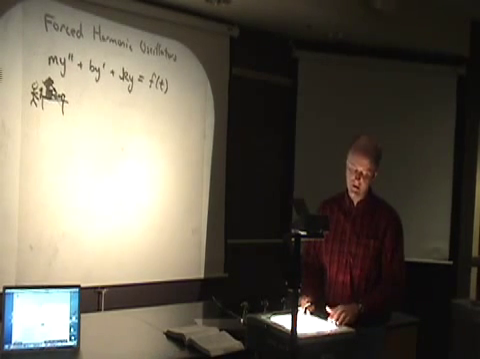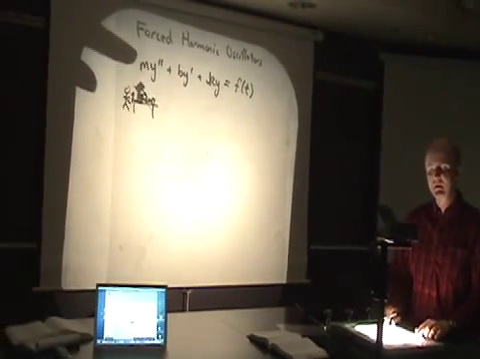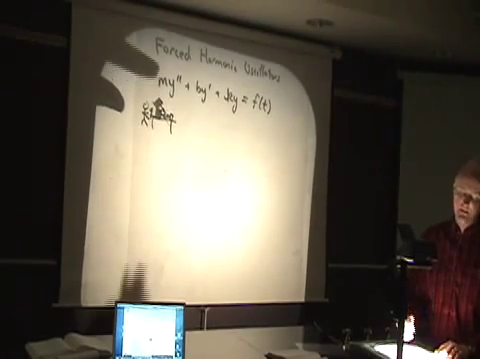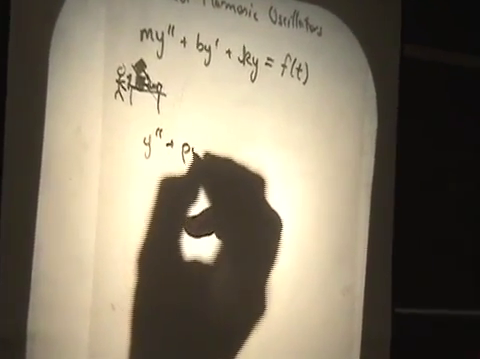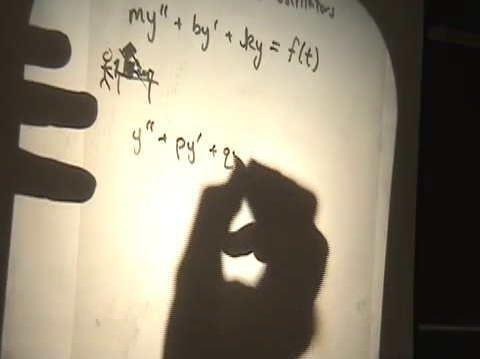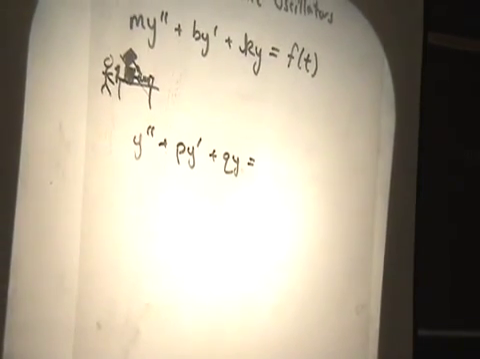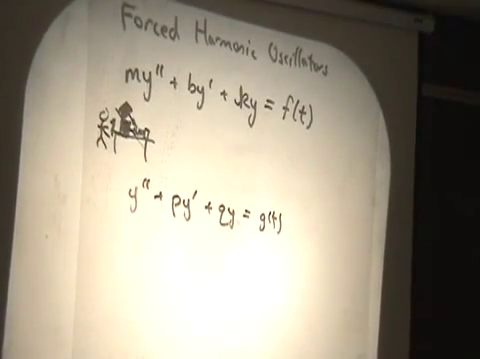Writing this in the standard form, we usually do to keep things simple by making the coefficient of the y double prime equal to 1. We divide everything by m, and we can write it as y double prime plus p y prime plus q y equals f of t divided by m, and we'll just give that a new name. We'll call that g of t.